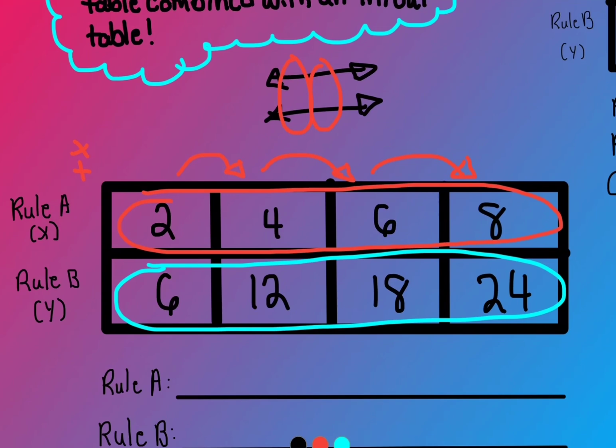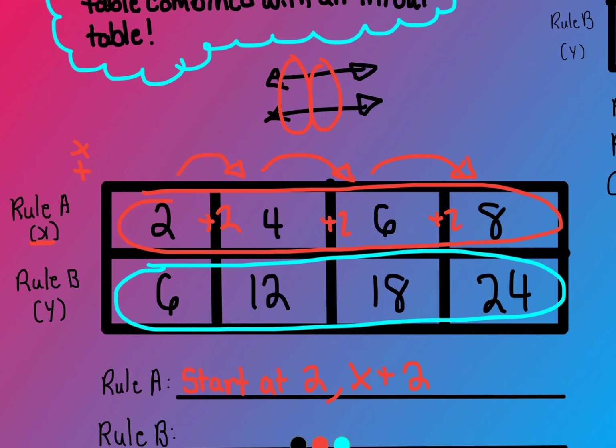And 2 times 2 is 4. Okay, that works. But is 4 times 2 6? Nope, that can't work. So let's think about addition. 2 plus 2 was 4. 4 plus 2 is 6. And 6 plus 2 is 8. So that works. So for rule A, I need to tell where it starts. It starts at the number 2, and each time my x numbers are increasing by 2. So I have my first rule, I have my rule A.